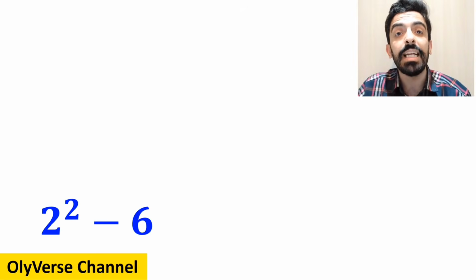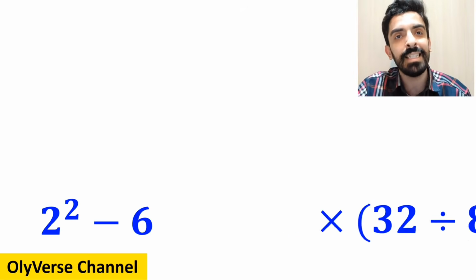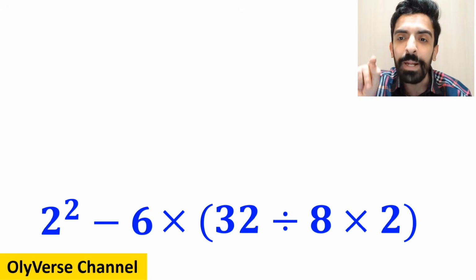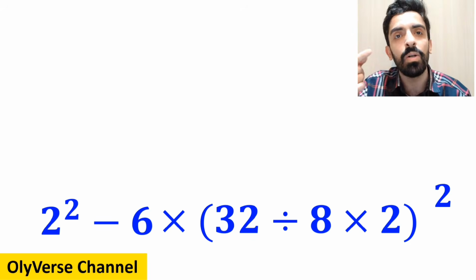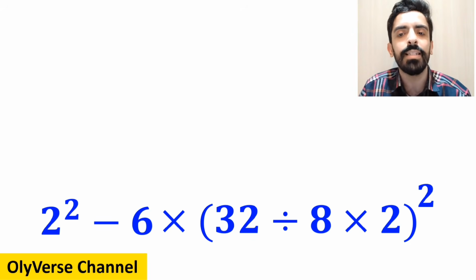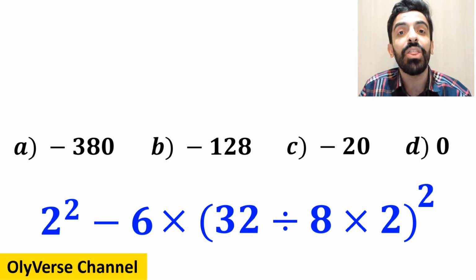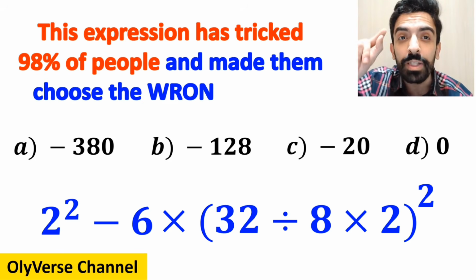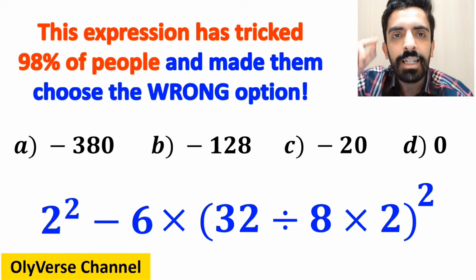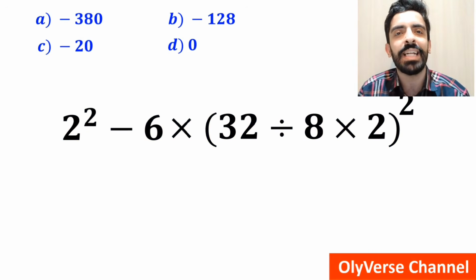What is the value of the expression 2 squared minus 6 multiplied by (32 divided by 8 times 2) all squared? Which option do you think is the correct answer to this question? This expression has tricked 98% of people and made them choose the wrong option. Let's take a closer look and solve it together.